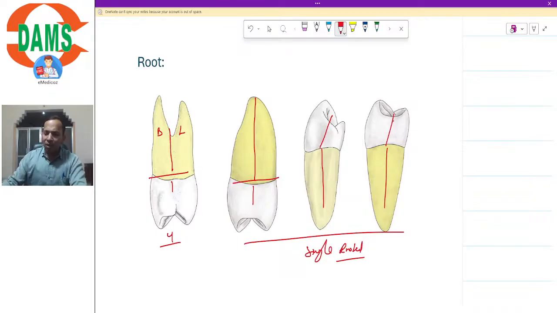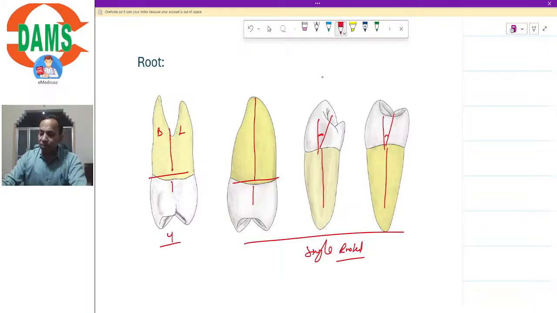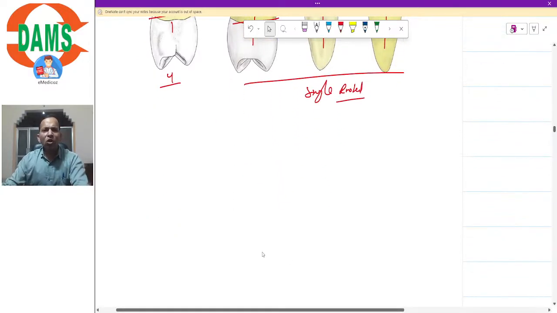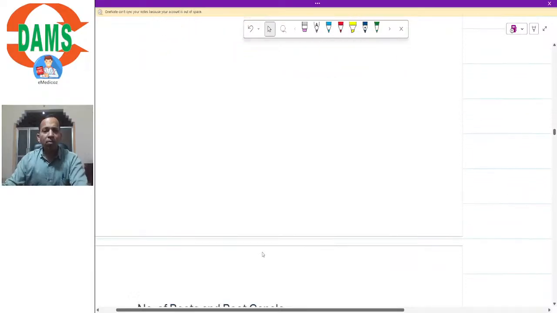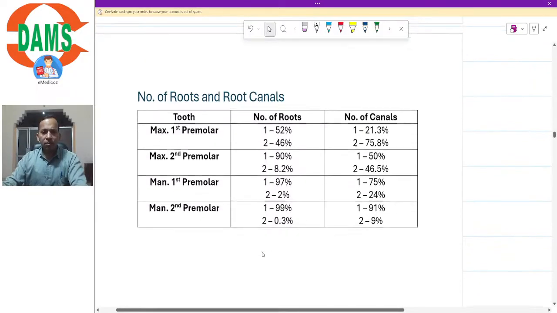So can someone tell me what is the angulation of the tilt of this crown? It is maximum in the mandibular first premolar and it is somewhere around 30 degrees, right? So the bend of the crown is 30 degrees in mandibular first premolar. The second premolar is almost straight, so we don't talk about its angulation, but sometimes they might ask you the angulation of mandibular first premolar and it is approximately 30 degrees to the long axis.